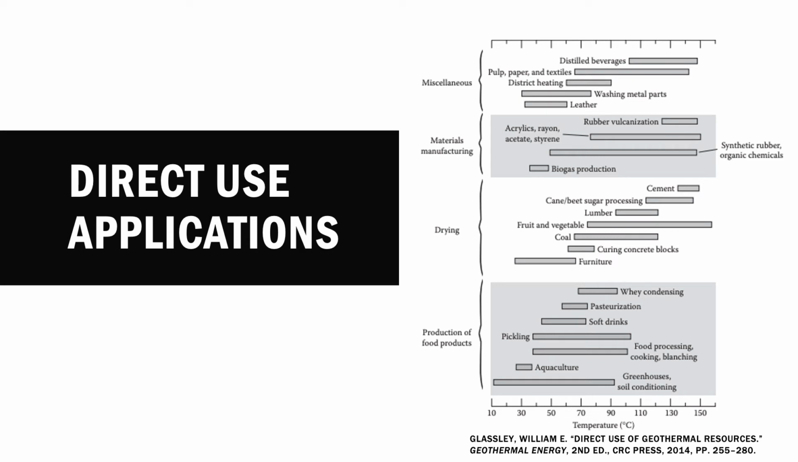Here we have listed some of the main applications for direct use geothermal. As you can see, the list is broken down into 4 main categories: materials manufacturing, drying, production of food products, and miscellaneous. Also shown are the temperature ranges associated with each product. It is clear that none of these processes require temperatures as high as required for electricity generation. This is the key reason why direct use geothermal is suitable to more places than geothermal power plants.